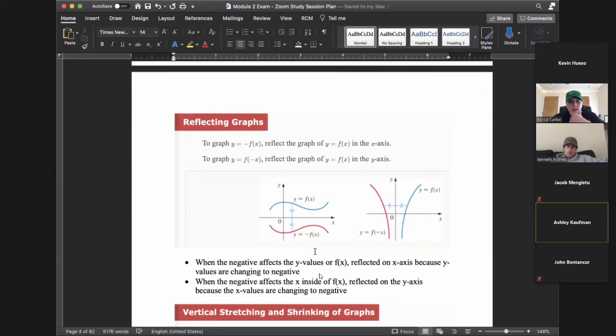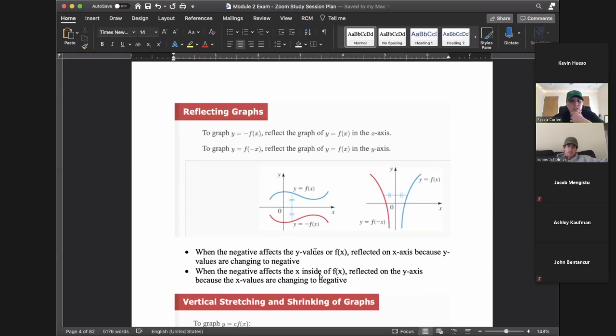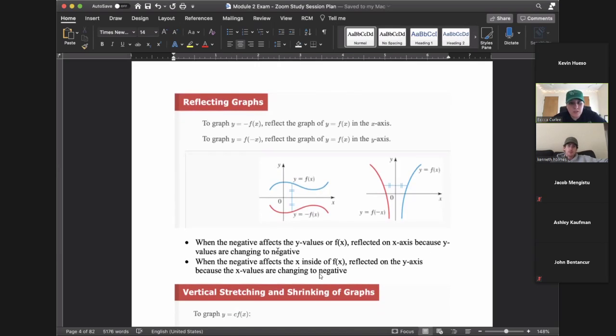All right, reflecting graphs. To graph y equals negative f of x, reflect the graph in the x-axis, and to graph f of negative x, reflect the graph in the y-axis. When the negative affects the y values, or f of x, it's reflected on the x-axis because the y values are changing to negative. If this was f of x and you take the negative sign before f of x, which is also known as y, you're basically saying negative y. When you change these positive y values to negative, it's flipping over the x-axis.